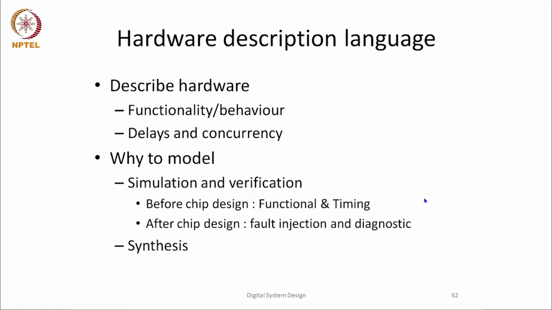Because hardware is working in parallel, this particular property is called concurrency. So we require a language, some sort of description, which can also capture this characteristic of concurrency. And whenever concurrency is there, the notion of delay will also be there: whether there is some delay between one function and the other function. So we require a language which can describe the functional behavior, which can also model concurrency, and which can also model delay.